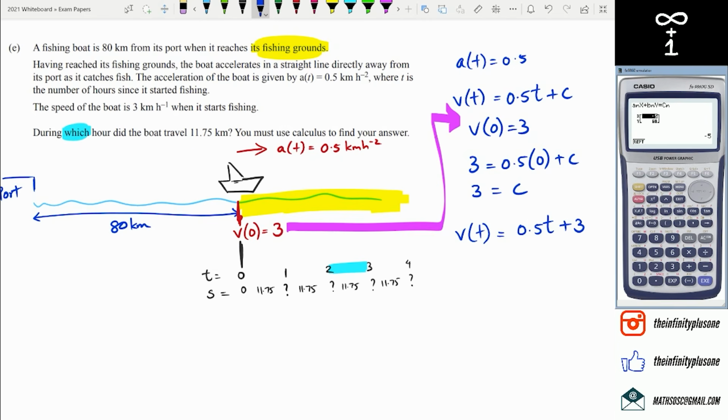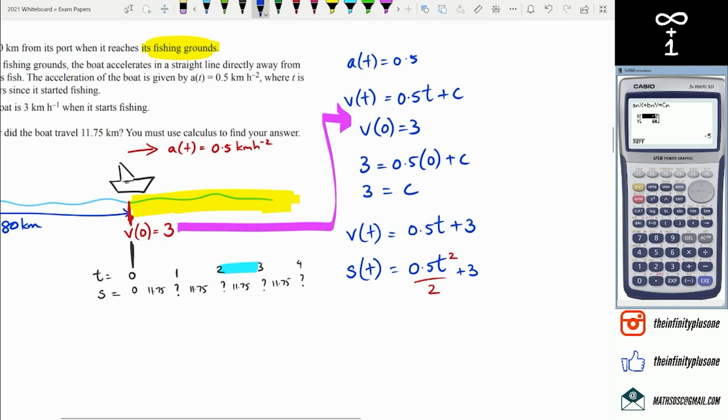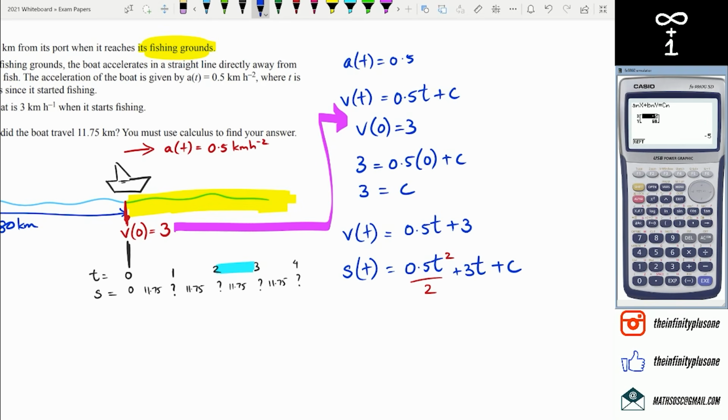Now the next thing we need to do is figure out our distance function. So s of t is equal to, we're going to integrate the velocity function to get the distance function. So this is going to become 0.5t squared over 2 plus 3t plus c. Also remember that we said when t is equal to 0, s was equal to 0. Since s of 0 is equal to 0, therefore c is equal to 0.